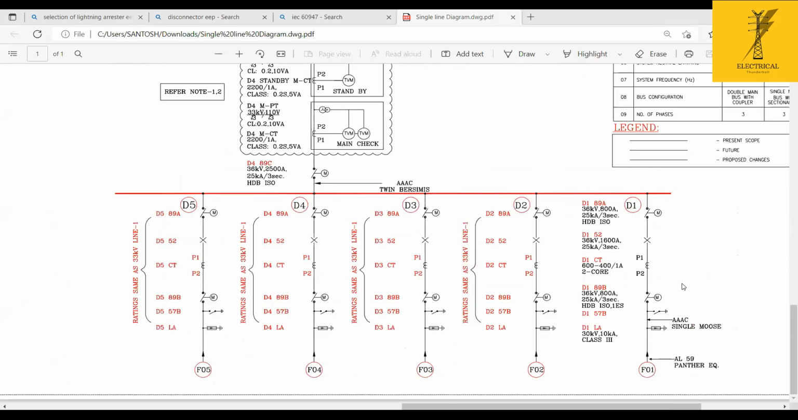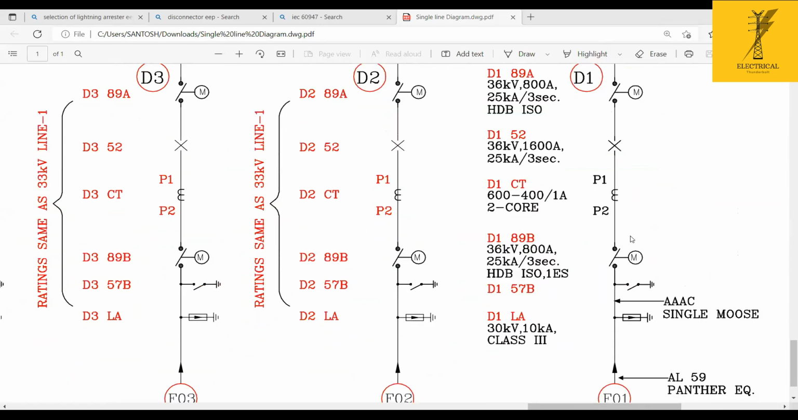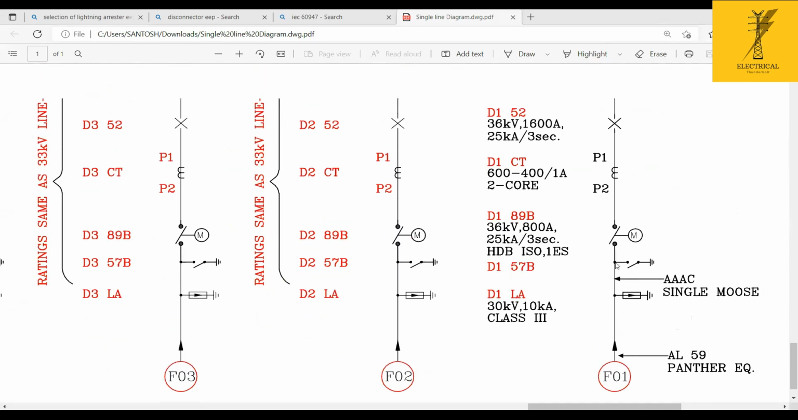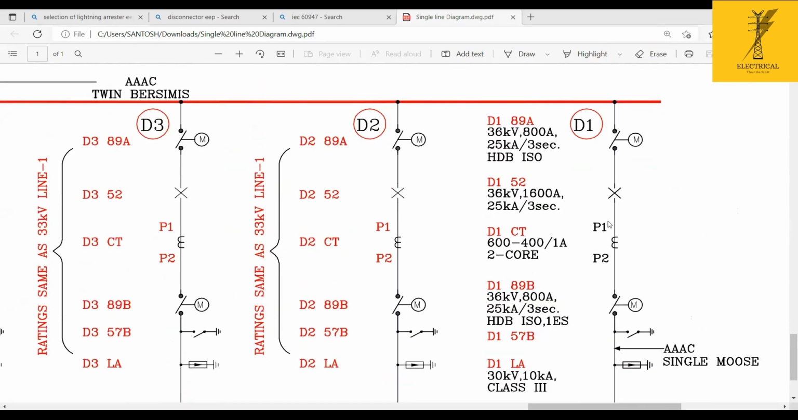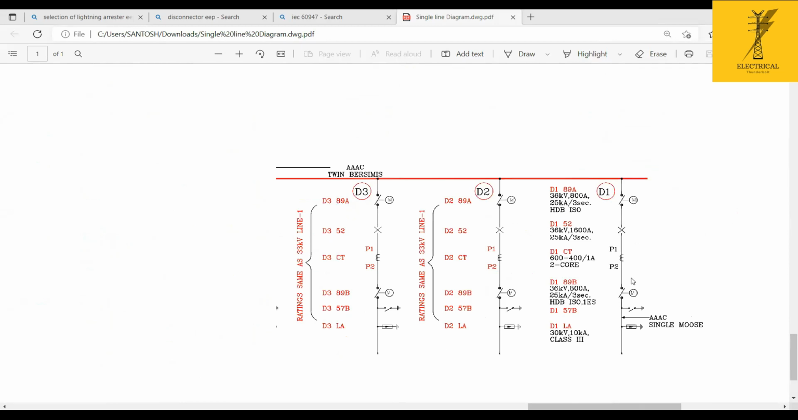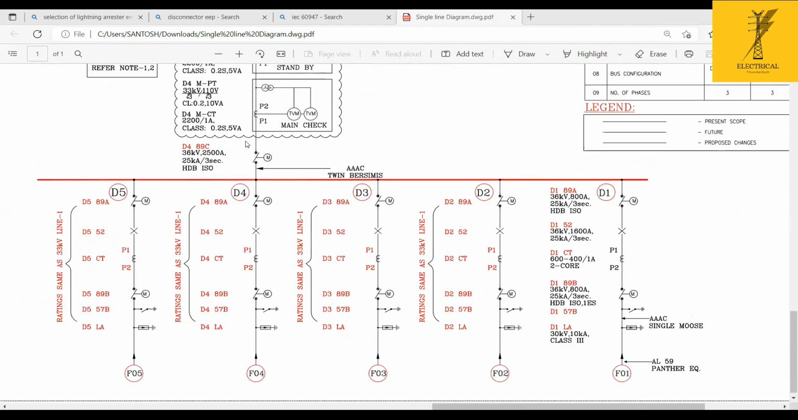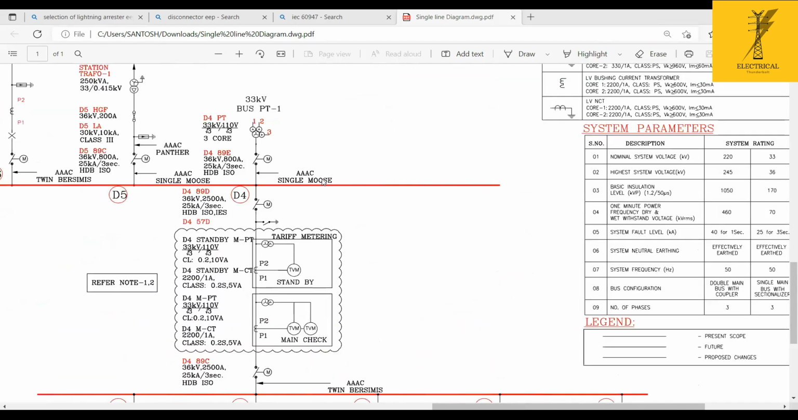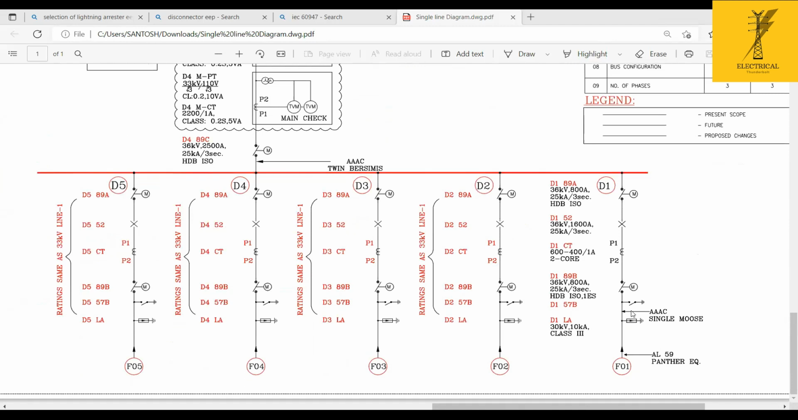You can see the line feeders here. In our last class, we discussed the conductor part. I request you to do the same sizing of conductors for all the places. I am using ACCC single moose conductor here, and I am using twin moose here because a total of 100 megawatt is being drawn. So in 33 kV, to carry 100 megawatt, I have to lay the twin moose.